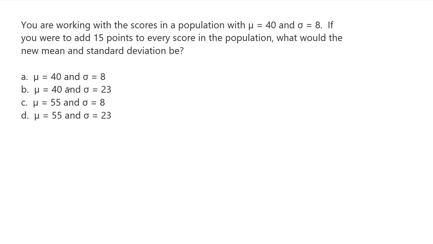So it's either going to be that the mean stays at 40 and the population standard deviation stays at 8, so no change, or the mean stays the same but the population standard deviation goes to 23, which is 15 higher than 8, so they're just adding the 15 on. Or perhaps in C and D, the population mean increases by 15 points, and the population standard deviation will either stay the same at 8, or it will also increase by 15 points and end up being 23.